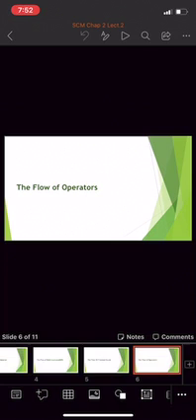Next is the flow of operators. This flow estimates standard work and operator cycle time to determine the pace of the line from slowest to fastest. This flow observes the operator's physical movement to complete their task.